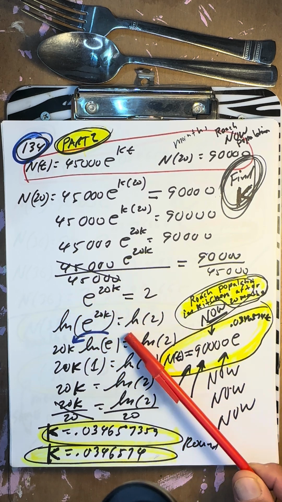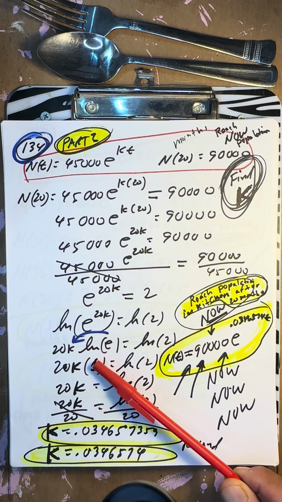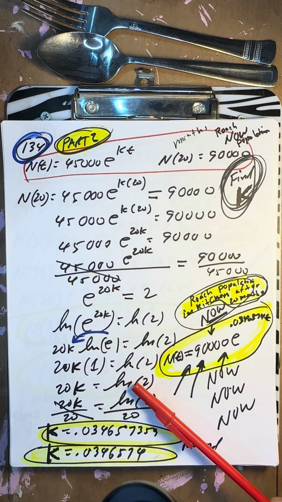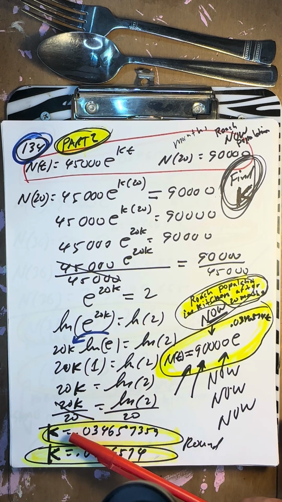ln again, and what happens to that? It goes to the front. And ln of e is 1, so 20k times 1. So 20k equals ln of 2, divided by 20, divided by 20. k, we're going to find out the growth factor of this, guys. Well, k equals this. And how do you do that in the calculator?